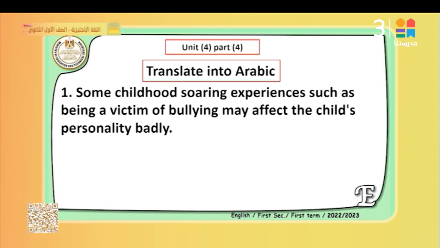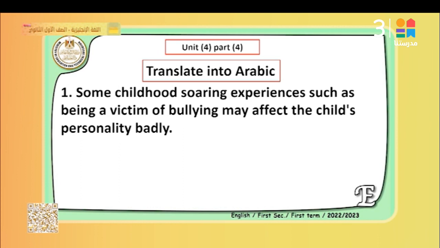What's bullying? Bullying in Arabic we can say التنمر, which is using your power against someone. Since we know the word bullying, we can surely guess the meaning of other words. Some childhood soaring experiences such as being a victim of bullying may affect the child's personality badly. Surely these experiences will be good or bad. When you are exposed to bullying, it will be a good experience or a bad experience. We understood that it is a very bad experience.